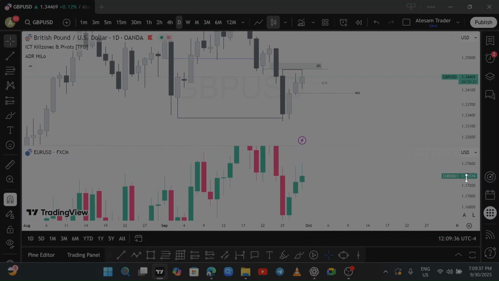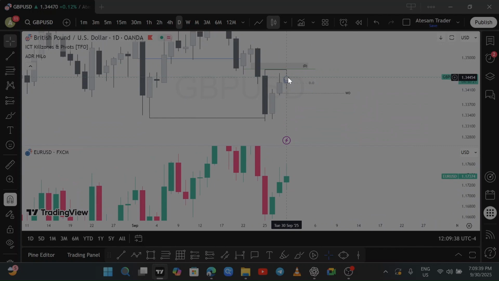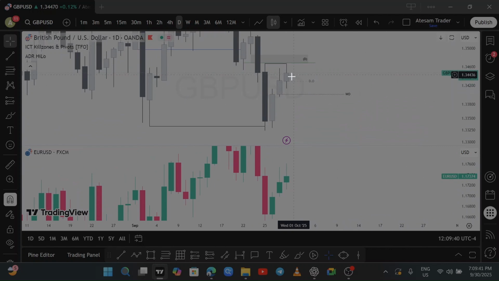So what do we have here? I was expecting a bearish day for today. Why? Because this is the weekly open, and Euro USD had the SMT with GBP USD. Okay, at that time it was forming SMT here.